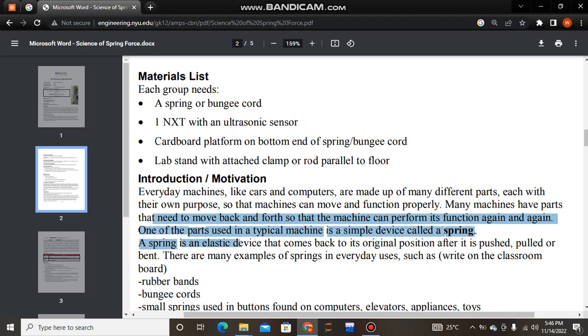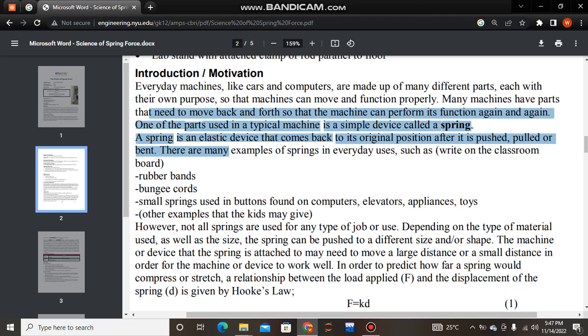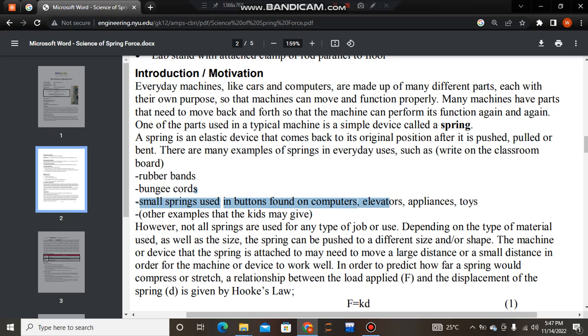A spring is an elastic device that comes back to its original position after it is pushed, pulled or bent. There are many examples of springs in everyday use, such as the ones in a retractable pen, rubber bands, bungee cords, and small springs used in buttons found on computers, elevators, appliances and toys.